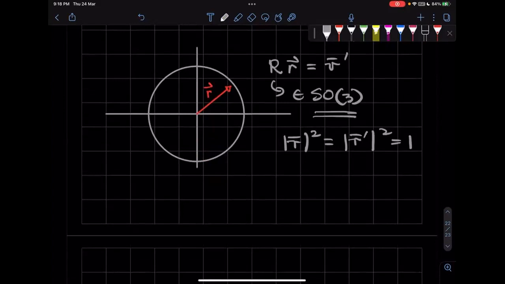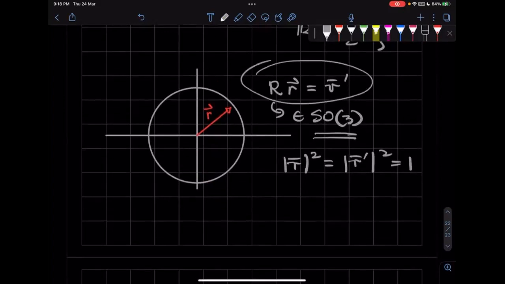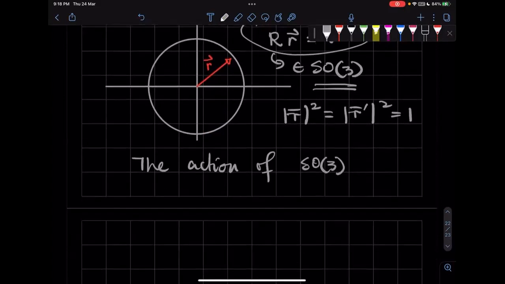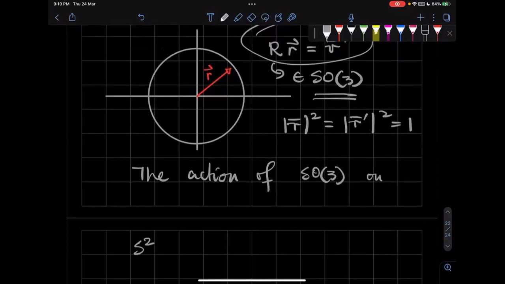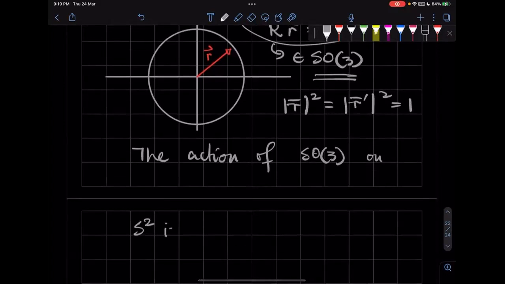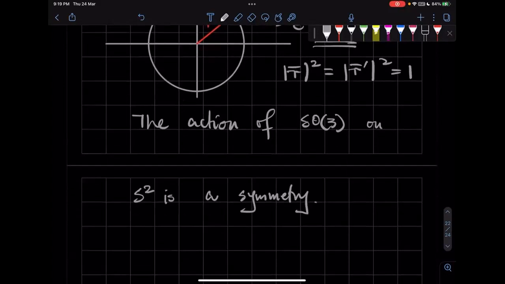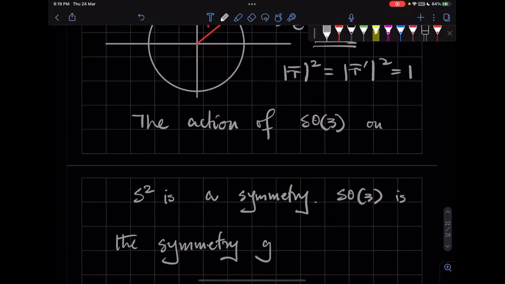That means that the action of SO3, this particular action, this is known as an action, I will define it. The action of SO3 on S2 doesn't change it. The resulting space looks exactly the same, right? It's a symmetry. So we say that SO3 is the symmetry group of S2. So I'm trying to be very, very heuristic here. I'm just trying to give you the intuitive idea. And we'll pin down the details later.